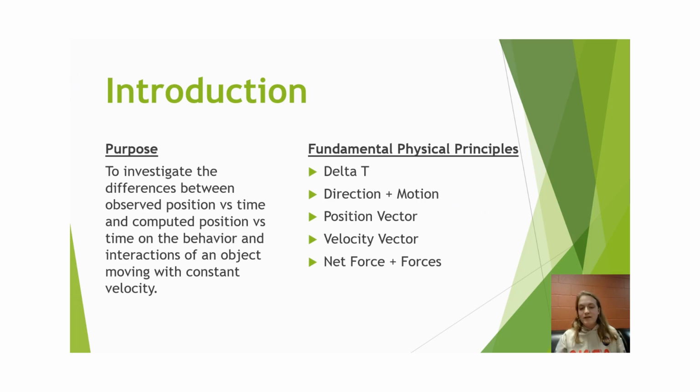So today the purpose of our experiment is to investigate the differences between observed position in time and computed position in time, and the interactions of an object moving with constant velocity and a net force ultimately of zero. The fundamental physical properties, which we're going to go into later, are delta t, the change of time between data point 1 and 2, which will be repeated throughout the whole experiment; the direction of motion of the system, which leads to the velocity vector, which again is constant; the position vector, which is going to be used to find the initial velocity in the coding; and then the net force and forces, which must be equal to each other when they oppose in order to get a constant velocity vector.